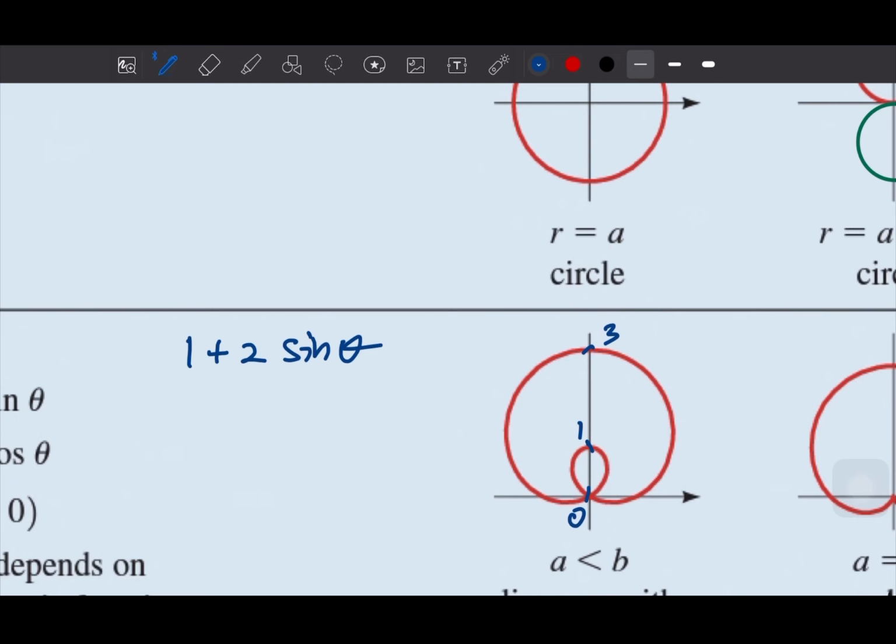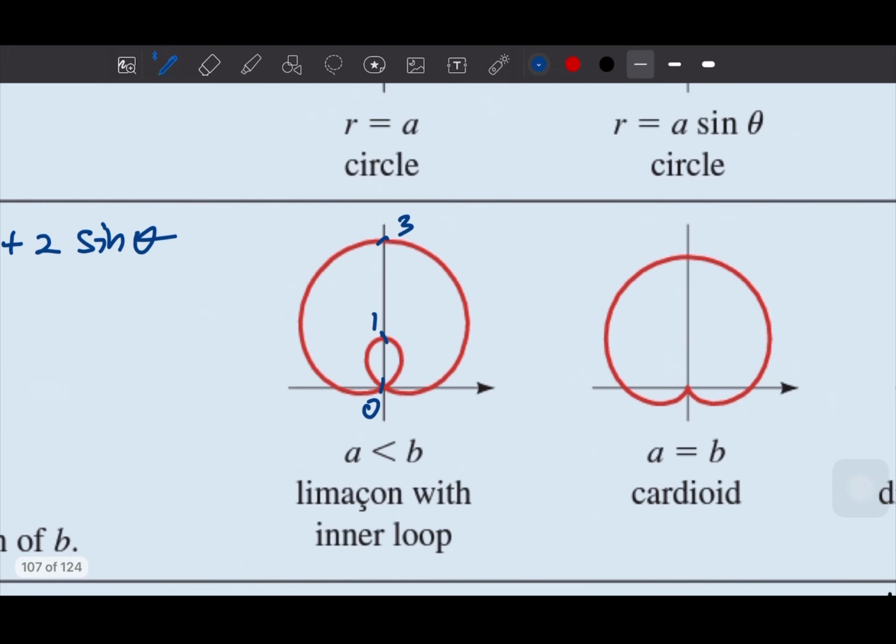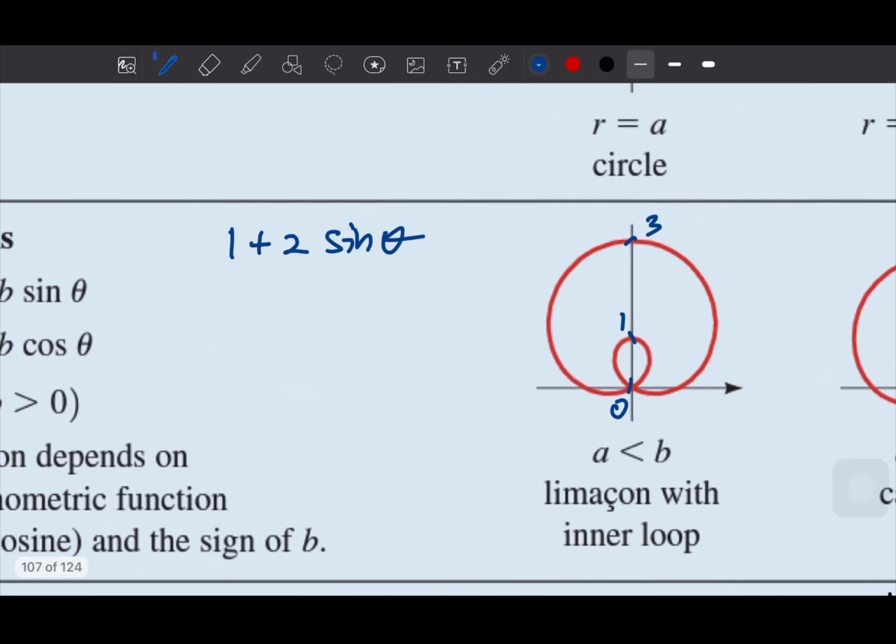If not, then try to make up this graph. Try one by one and taking some special theta. You will see something like this. And then when you have A equal B, this is cardio. Cardio is from cardio, from the heart. So it's the same as a heart. Now back to the equation here.